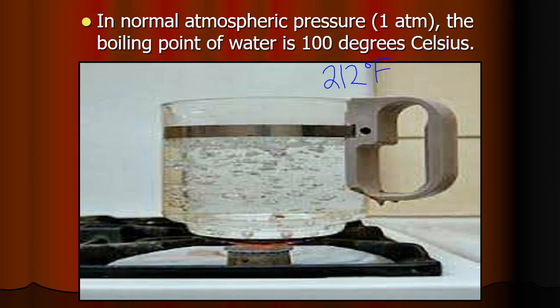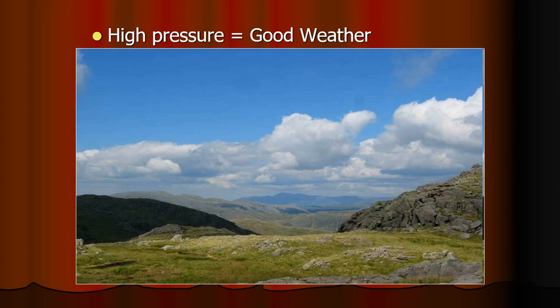At normal atmospheric pressure, at 1 atm or 1 atmosphere, the boiling point of water is 100 degrees Celsius or 212 degrees Fahrenheit. So I wrote 212 in there. High pressure generally means good weather. When you see a nice blue sky and nice puffy white cumulus clouds like these, it's a high pressure system.